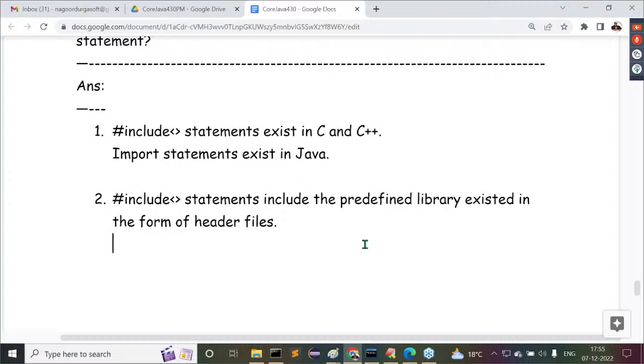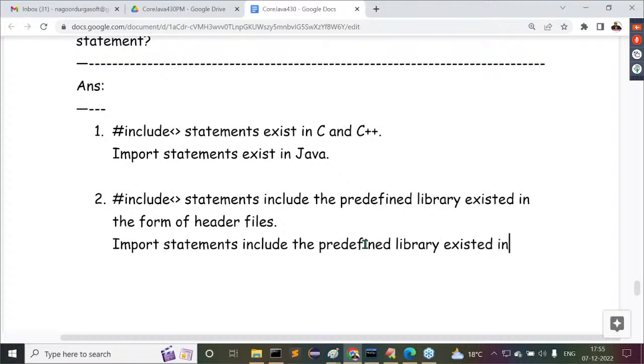But what about Java? Import statements include the predefined library existed in the form of classes and interfaces in packages. Classes and interfaces in what? Packages.